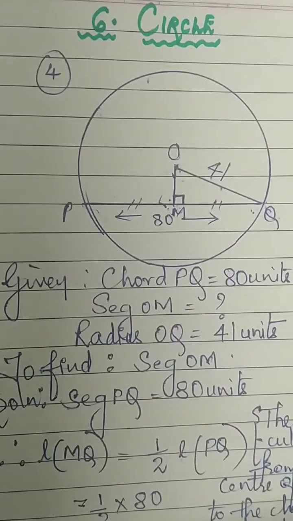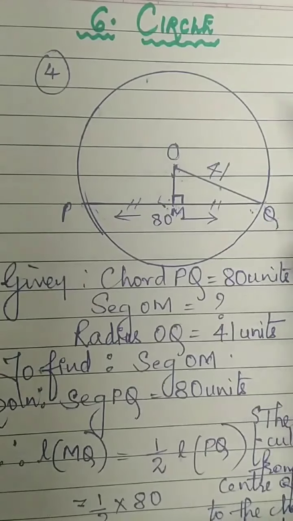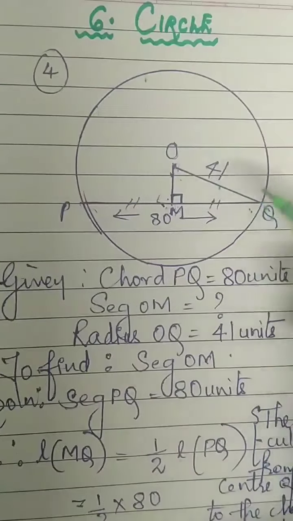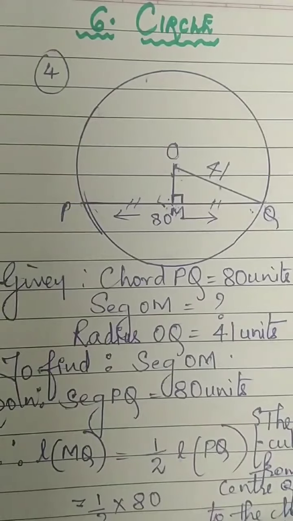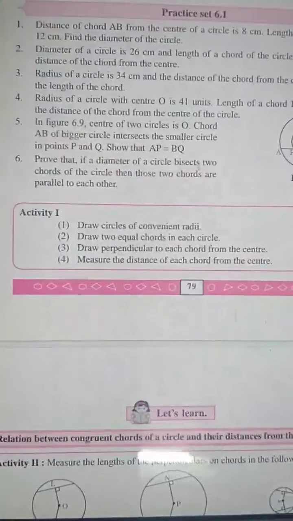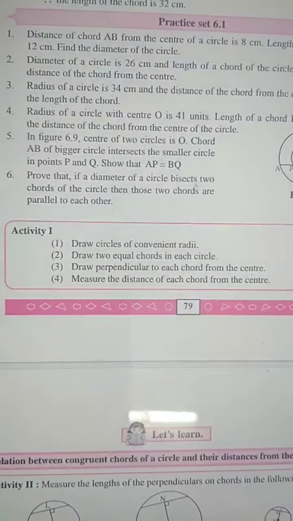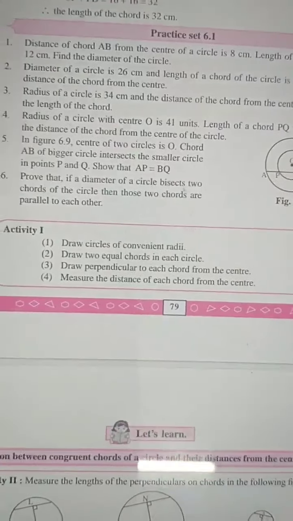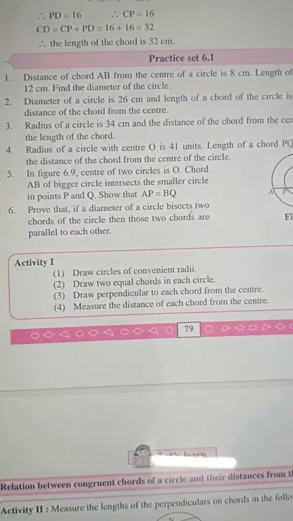Let us move on to the next sum, that is sum number 5, and this is an important sum. So let us see the question. The question goes like this. Question number 5. In the figure 6.9, center of two circles is O.